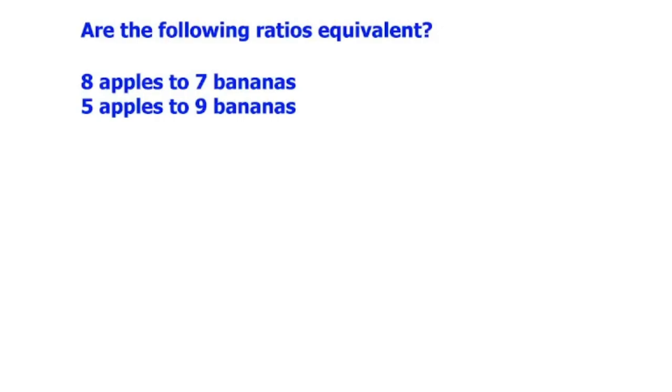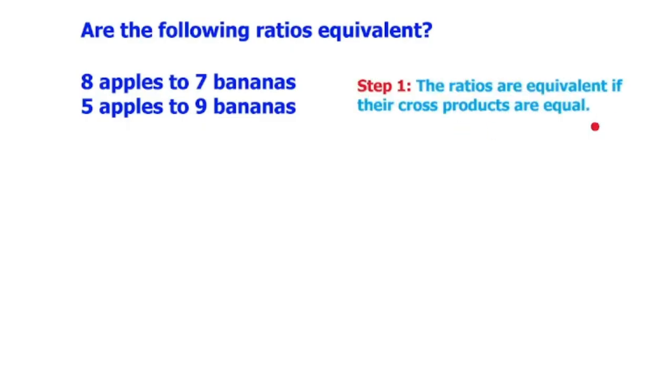In this lesson, we're going to determine if two ratios are equivalent. So if we have a problem like this that says, are the following ratios equivalent? 8 apples to 7 bananas, or 5 apples to 9 bananas. So the first thing to do is to know that the ratios are equivalent if their cross products are equal.